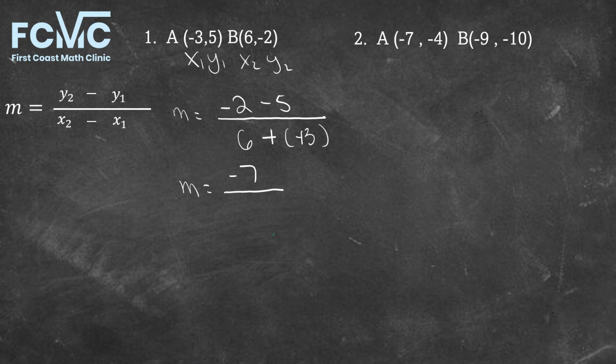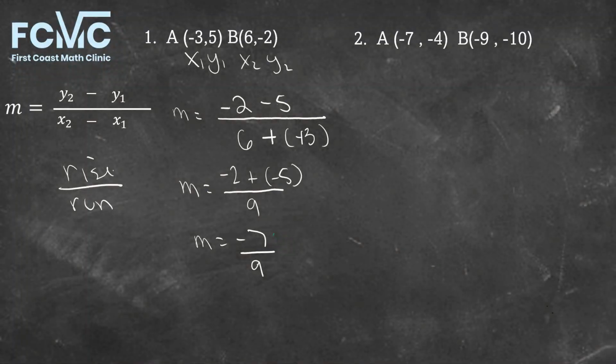Again, using our subtraction rule, this becomes, actually, let me write this out. This becomes -2 plus -5. Our denominator is going to be 9. And then we get -7 over 9 as our slope. Since our slope is the rise over run, our vertical change over our horizontal change, we're going to go down 7 and then right 9. So from point A to point B, down 7, right 9.